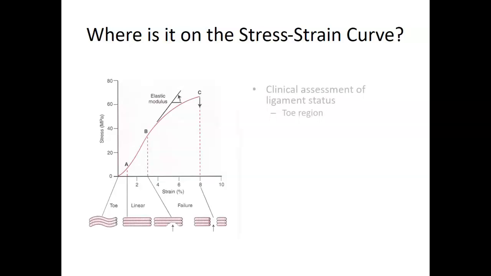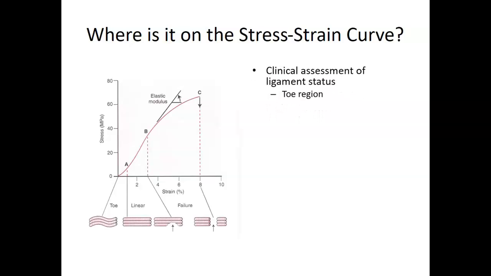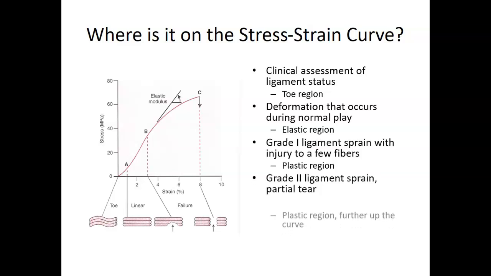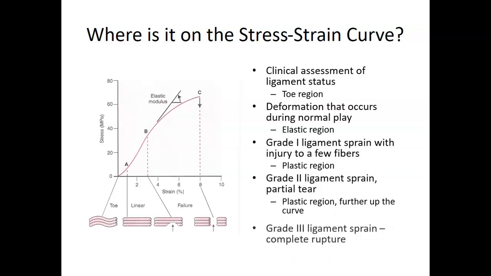Oh, this is beating a dead horse. So the clinical assessment is in the toe region. This is just the same thing we just talked about. So a grade 1-2 ligament sprain, a partial tear, is going to be in the plastic region. The higher the grade, the farther up the plastic region you are. And then a grade 3 ligament sprain is a complete rupture, so you're at point C, macro failure.